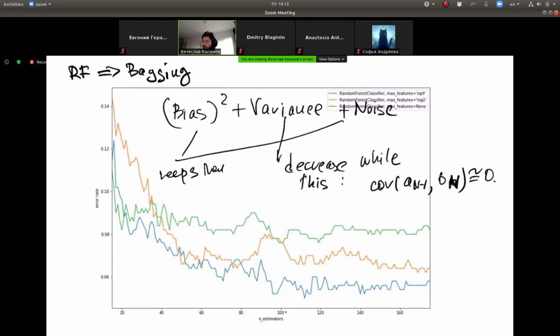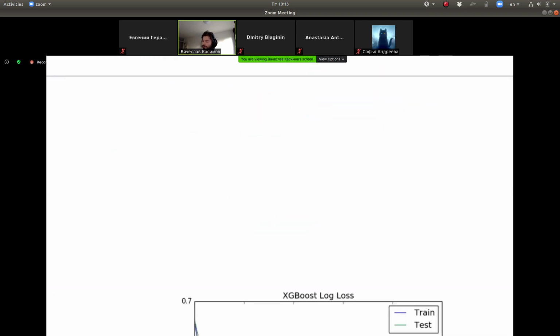And when we have learned a sufficient number of trees, elements of our ensemble, like the 161st element of the ensemble, it will very likely be something similar to what was before. It will have very much covariance. So this covariance is not equal to 0, and this term is not dropping any more. It's constant, and all the other terms, bias and noise, are also constant. So there exists a number of estimators beyond which the reduction of error saturates.